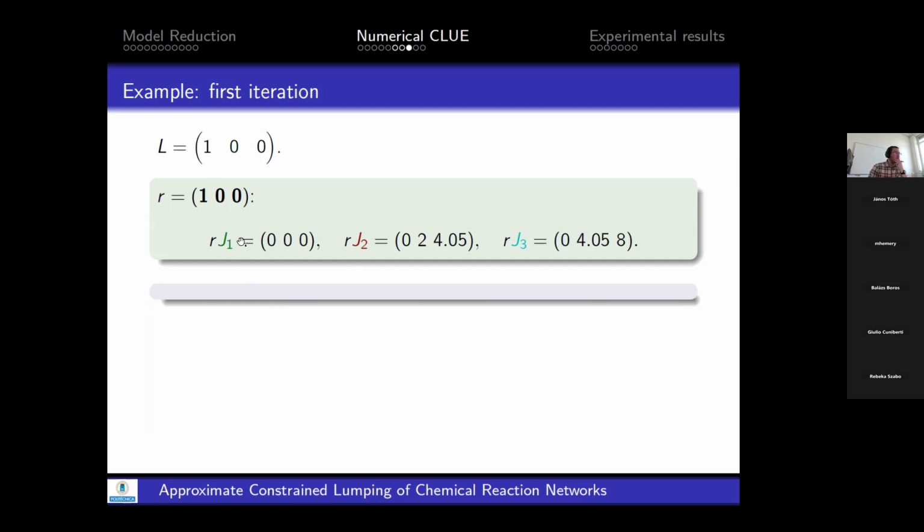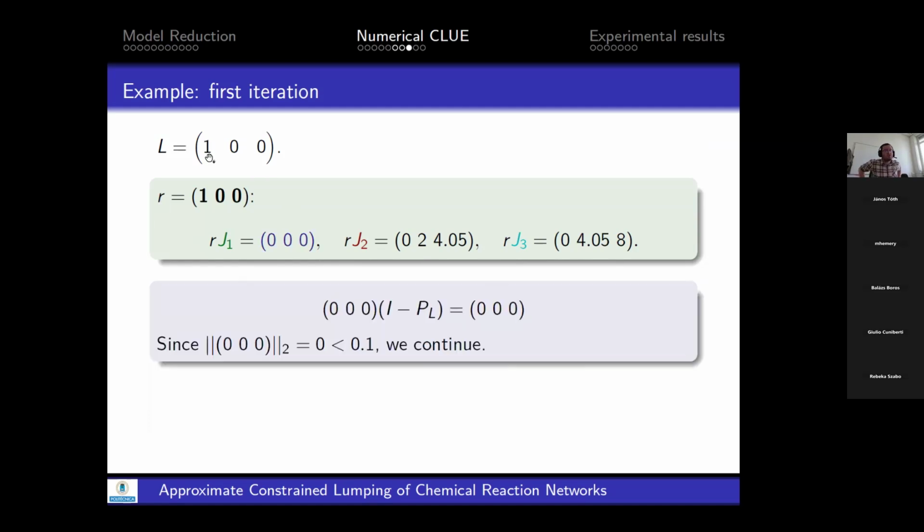So in the first go, we multiply R by J1, J2, and J3. We get three vectors. And now we want to see if these three vectors are in the space generated by L, in this case, the 1, 0, 0. So we start with the first one, 0, 0, 0. It's clearly in the space because it's the zero vector. This is in every space. So we do nothing and we continue with the next.